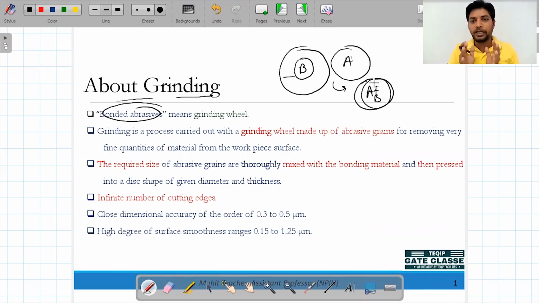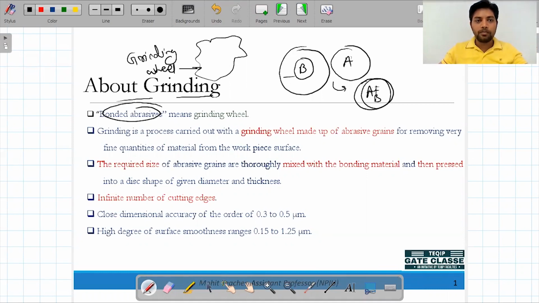Once it is completely mixed, we apply some pressure or force on it. Once you apply the force, it disperses in random directions. It depends on whether we are applying pressure from both sides, and then what thickness we have to keep. We have to keep that in mind. It can disperse in any random direction. We call this a grinding wheel.